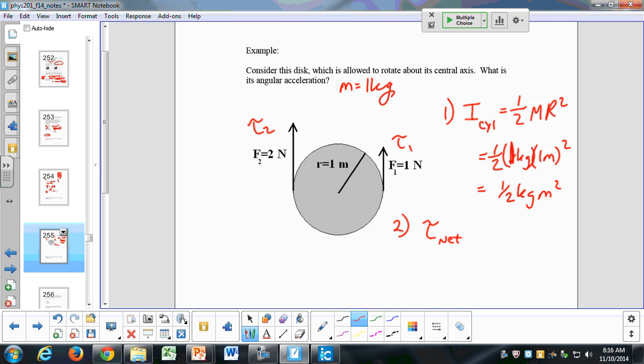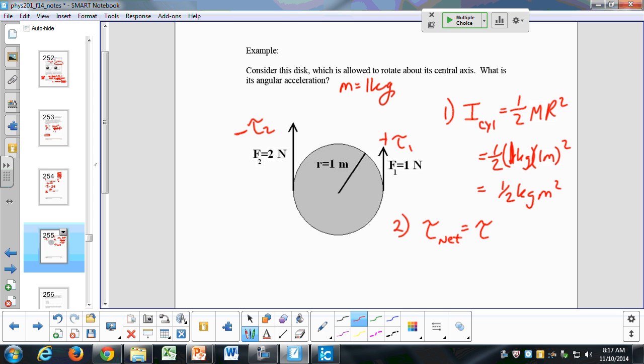That's negative. This one is negative because it causes it to go clockwise. Torque 1 is positive or negative? Positive, right. So if I imagine a force pulling up in this direction, it causes it to rotate in the counterclockwise direction. So torque 1 is positive and torque 2 is negative. So I have a positive torque 1 and a negative torque 2.